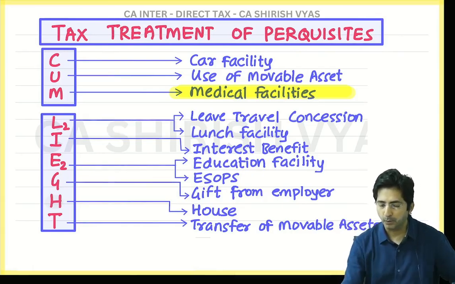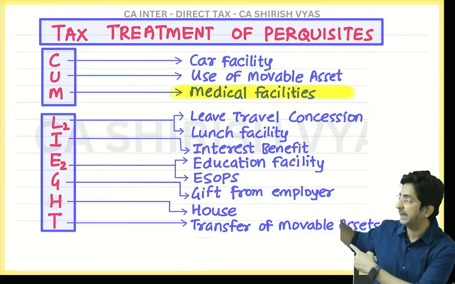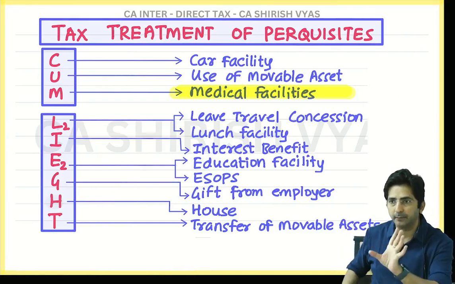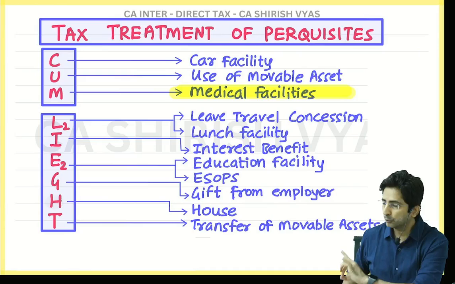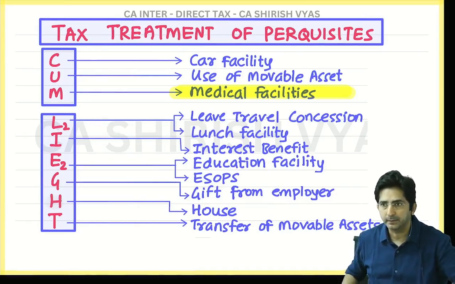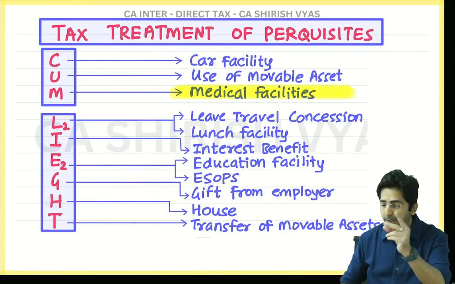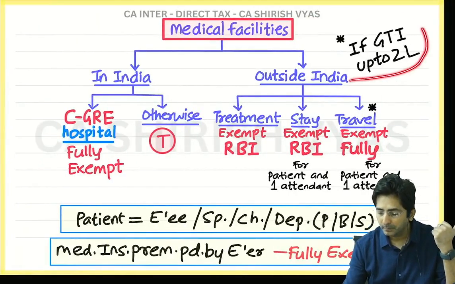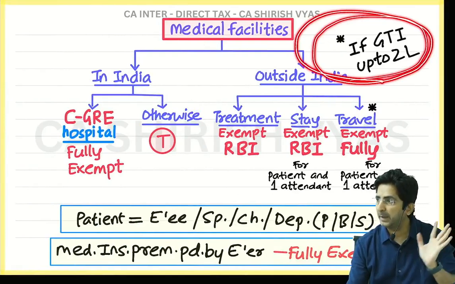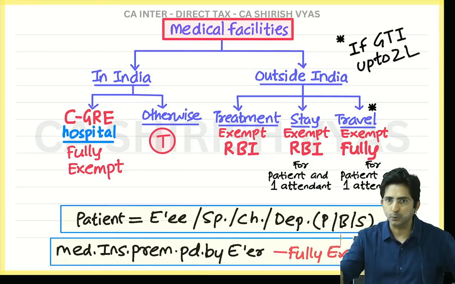And in perquisite, what is our plan? One by one, we have to discuss these items in the income light. And in the income light, we have done one thing, medical facility. So now my plan is, immediately I will take one question of medical facility. The reason is, remember this point in medical facility: only if the gross total income is up to 2 lakhs, the benefit of travel will be exempt.